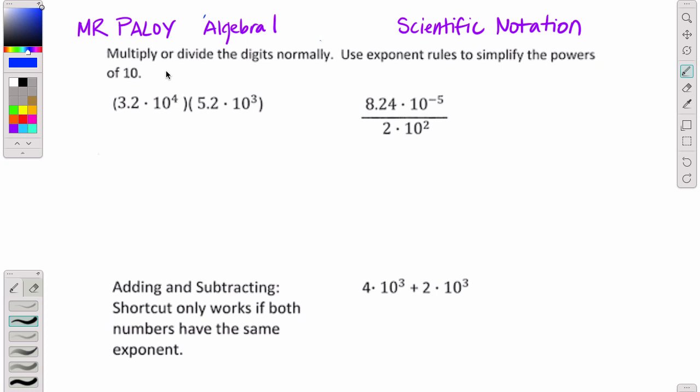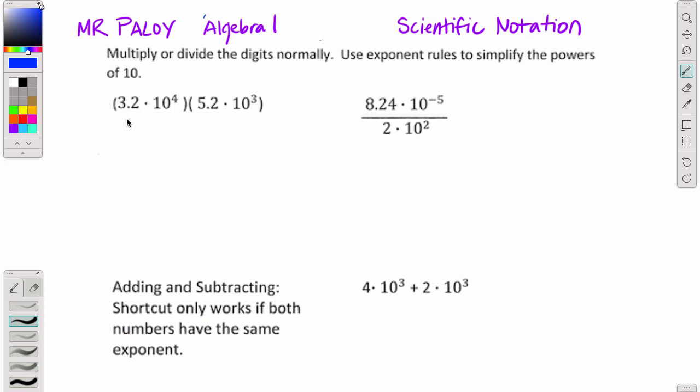Today I'd like to do a quick video on scientific notation and the 4 operations that we can do in scientific notation. So first I'm going to start with multiplying and dividing. They tend to be the easiest. Remember, we're going to divide and multiply our digits normally, and we'll use our exponent rules to simplify.